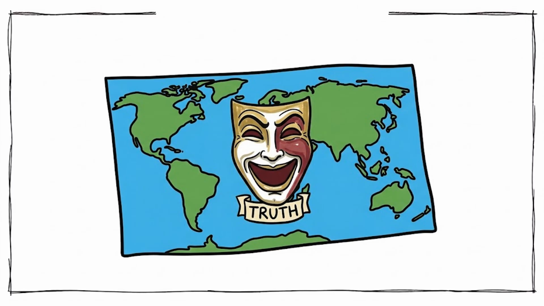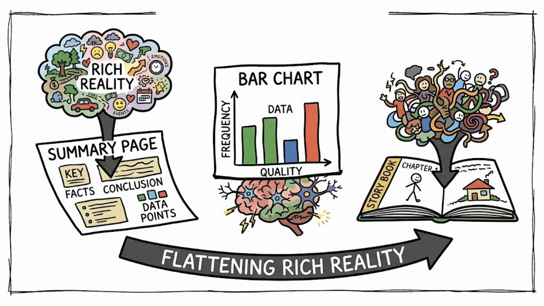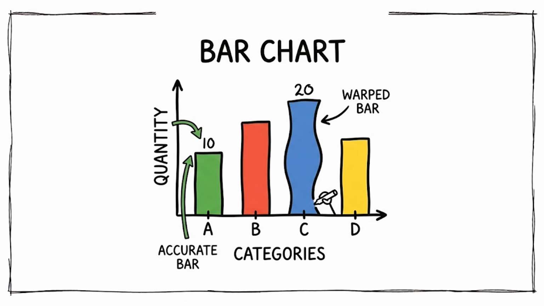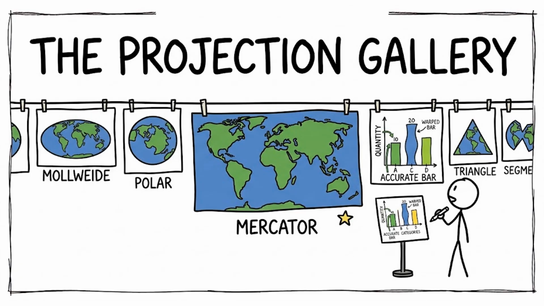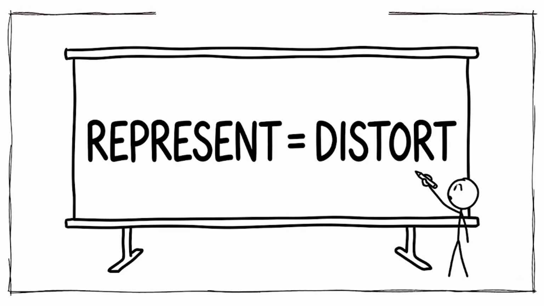And we do this constantly, not just with maps. Every summary, every statistic, every simplified story about a complicated reality is a kind of projection, keeping some things accurate while quietly warping others. The world map is just the most literal, visible example of a truth that runs through all human knowledge, that to represent something is always, unavoidably, to distort it.